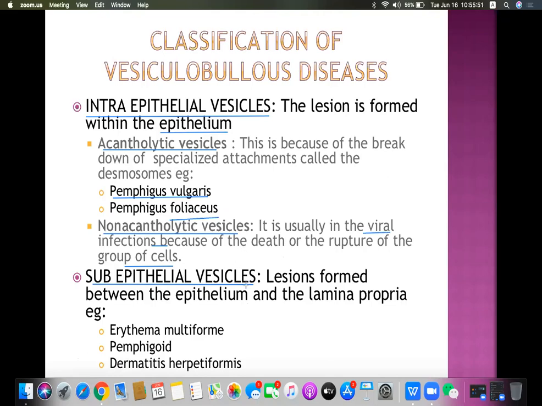Another group is subepithelial vesicle. That means the lesions are formed between the epithelium and the lamina propria. And these include erythema multiforme, a type of drug reaction, pemphigoid, or bullous pemphigoid is the better term here, and even dermatitis herpetiformis. So from this list, we are going to talk about Pemphigus vulgaris and foliaceus, pemphigoid or bullous pemphigoid, and dermatitis herpetiformis in today's class.